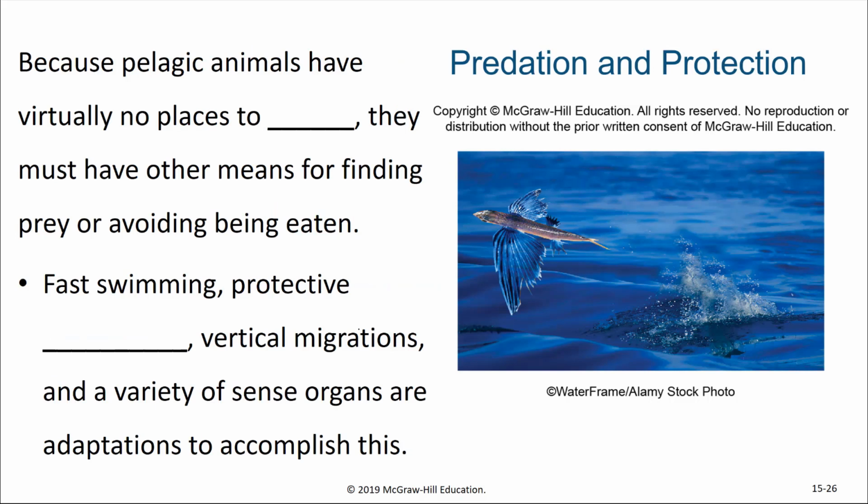Because pelagic animals have virtually no place to hide, they must have other means for finding prey or to avoid being eaten. Here in this image we see a flying fish, which while it cannot fly for long distances, it can leap out of the surface of the water and to its predators appear to have vanished until it lands a certain distance away. Fast swimming, protective coloration, vertical migrations, and a variety of sense organs are adaptations to accomplish this task of finding prey and avoiding being eaten.